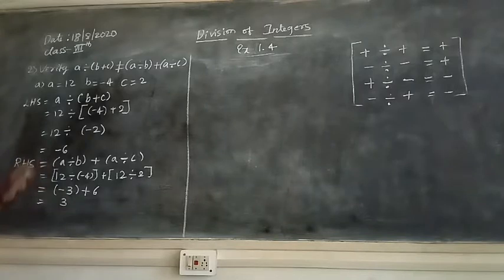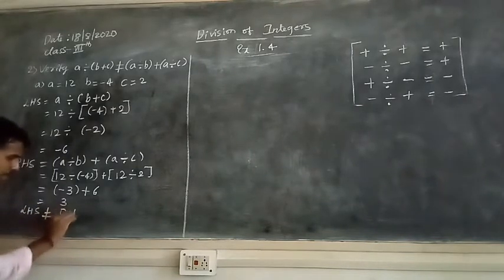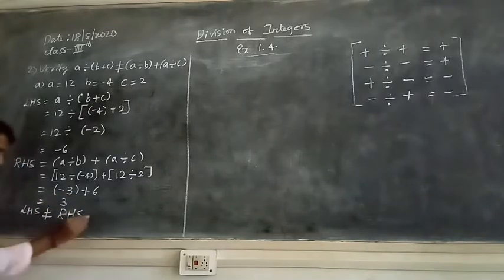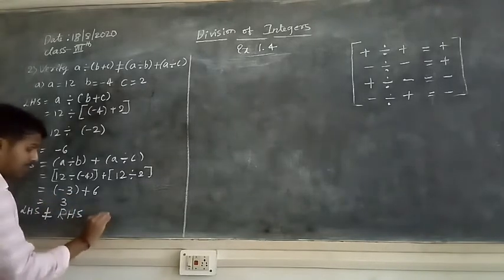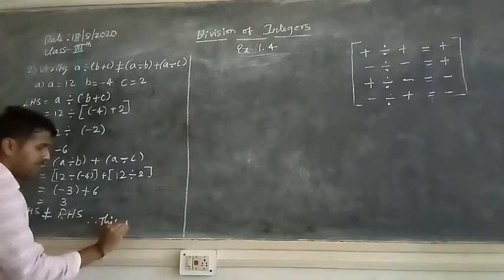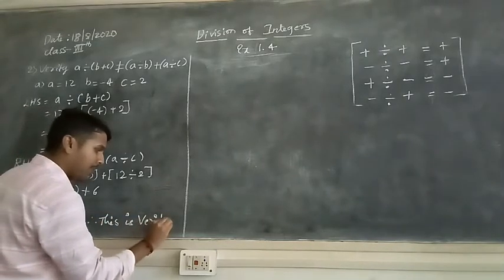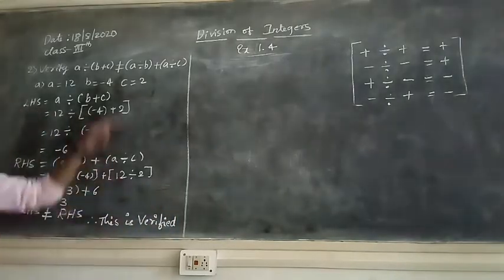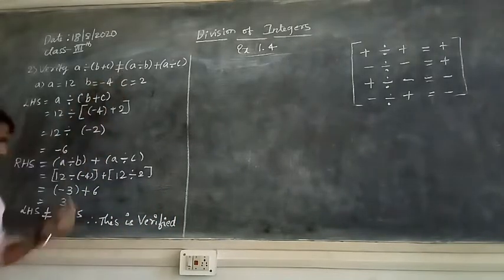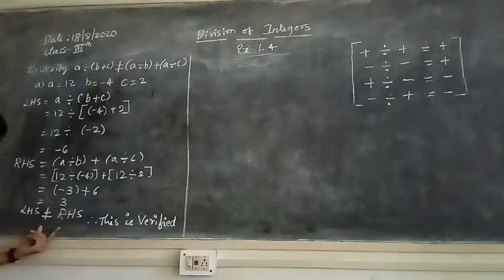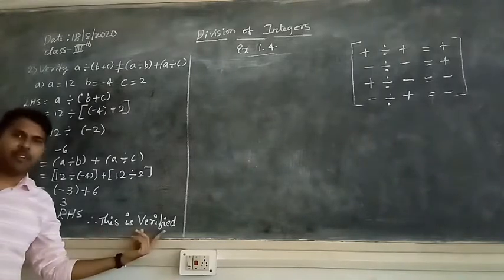So here, LHS and RHS, are both equal? No. So both are not equal. Therefore LHS is not equal to RHS. That means this is verified. Why is it verified? They have given not equals to. This is not equals to, no? LHS is not equals to RHS. That means this is verified.